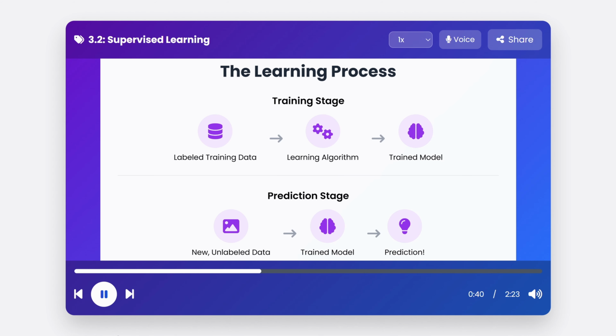This process happens in two stages. First, during training, we feed our labeled data, like pictures of cats and dogs with their correct labels, into our algorithm. The algorithm learns the patterns and creates a trained model. Then, in the second stage, we can take new, unlabeled data, a new picture the model has never seen, feed it to our trained model, and get an intelligent prediction.